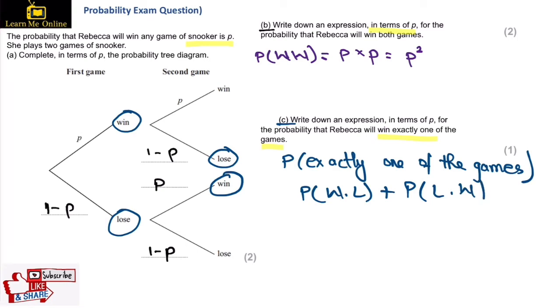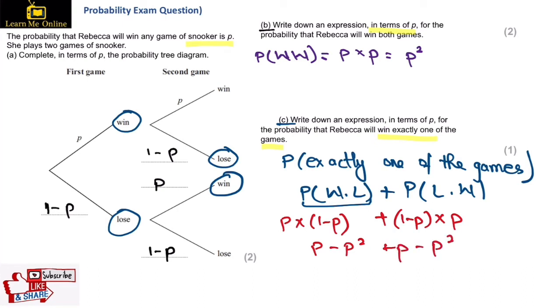Okay, I'm going to write them down together. Whatever the combinations we write down, between them is always the multiplication sign. So P times 1 minus P plus, the probability of the lose is 1 minus P times P. How are you going to simplify it further? You're going to open up the brackets and then collect like terms. So you do P times 1 is P, minus P squared, plus P minus P squared here as well.